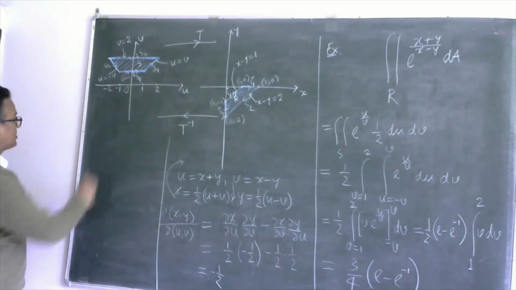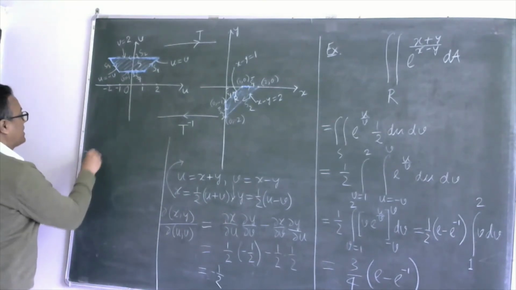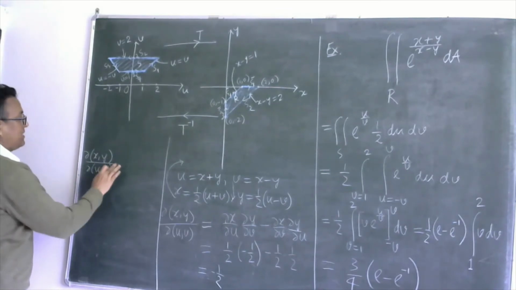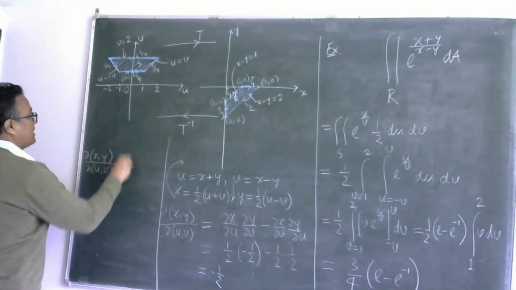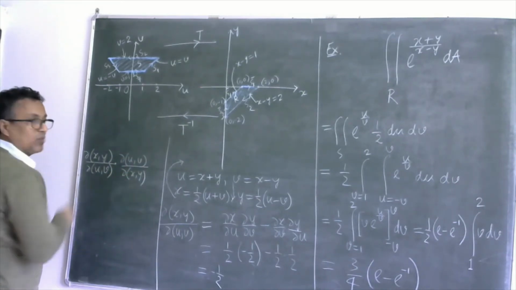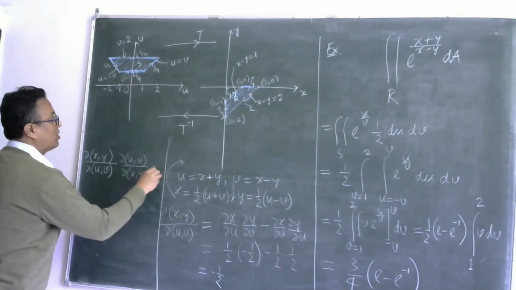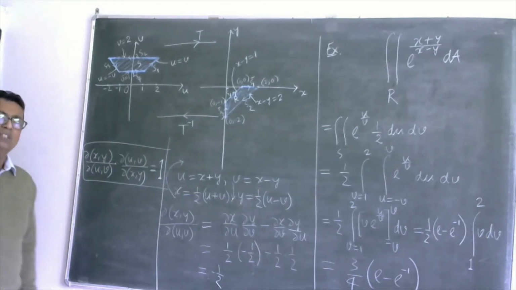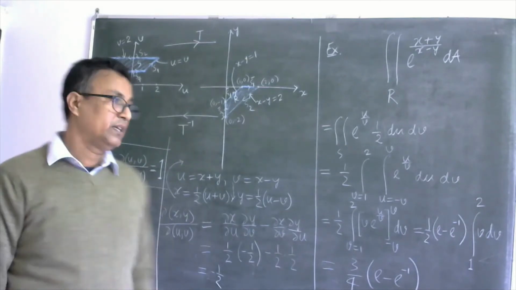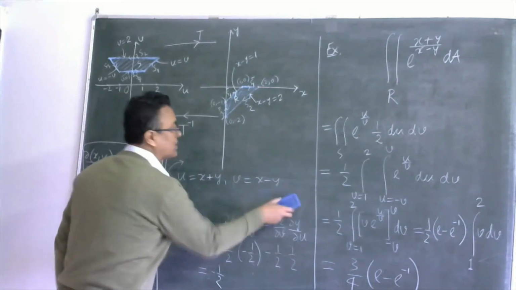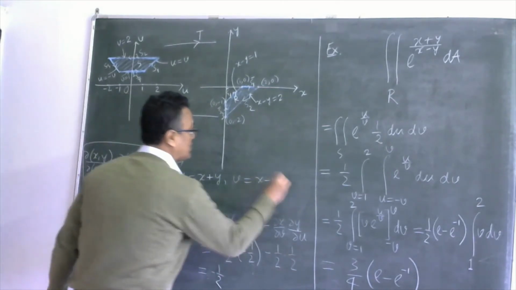Then what happens is, if I take the Jacobian of xy with respect to uv, and the Jacobian of uv with respect to xy, their product would give me 1. So there is a property like that. You may be thinking, what is the utility of this property? Now, suppose we were completely unaware of what the inverse transformation was here.